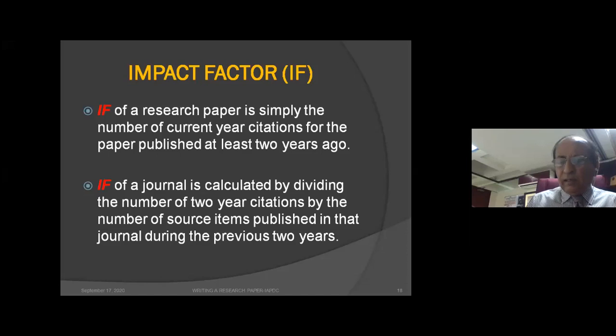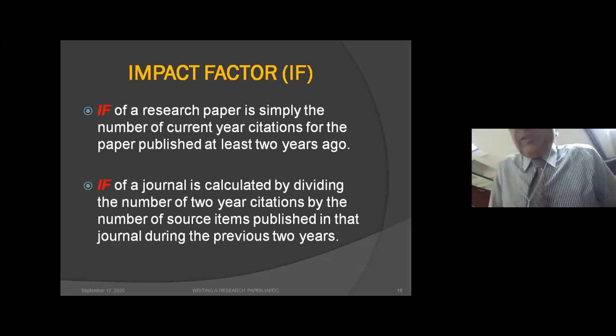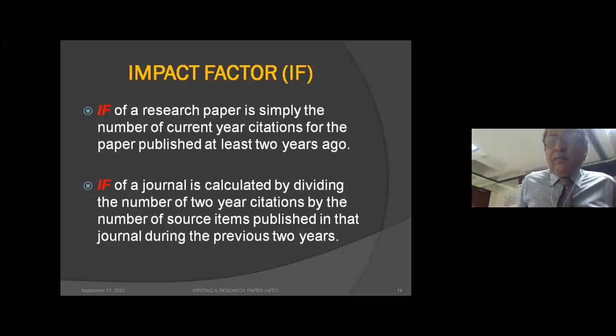I will see that in this year how many other citations, how many other references people have quoted in their papers of that paper, right? So that becomes the impact factor. If that paper has been referred to or cited by three different sources, so impact factor of that will be 3.